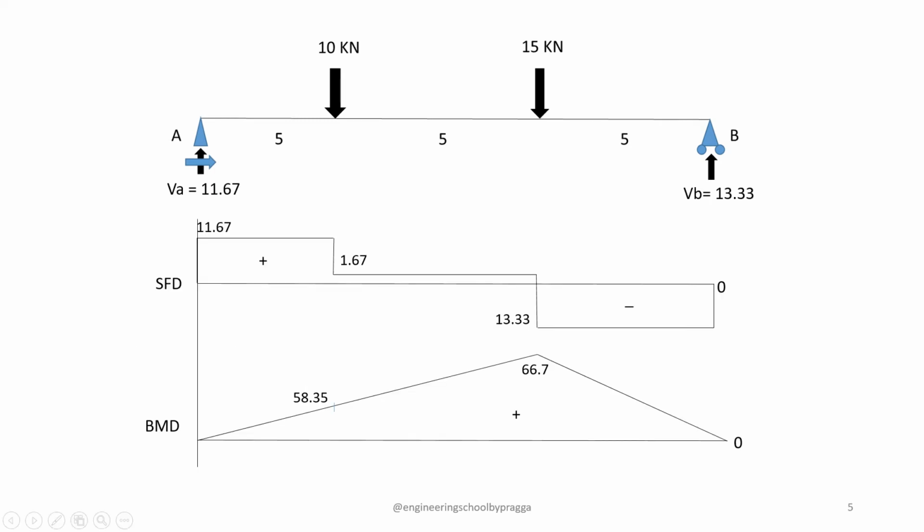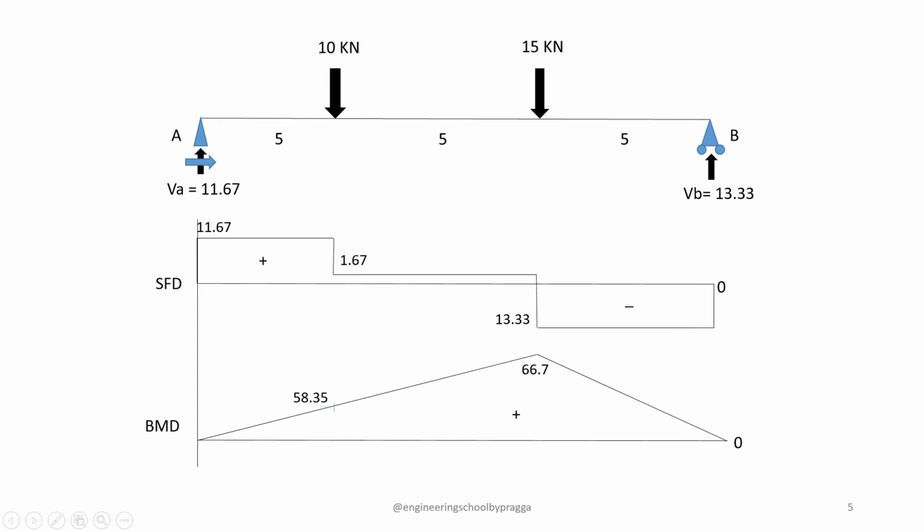Now we are going to draw the SFD and BMD of the beam bar. After calculating all the reaction forces at A and at B, I'm going to draw the SFD first. You can see the 11.67 upward force at A, so the first point will be 11.67 upward.